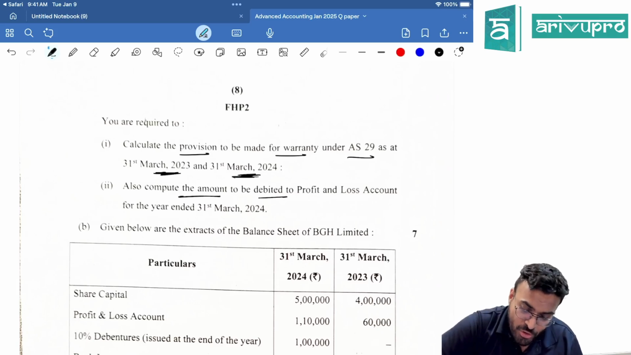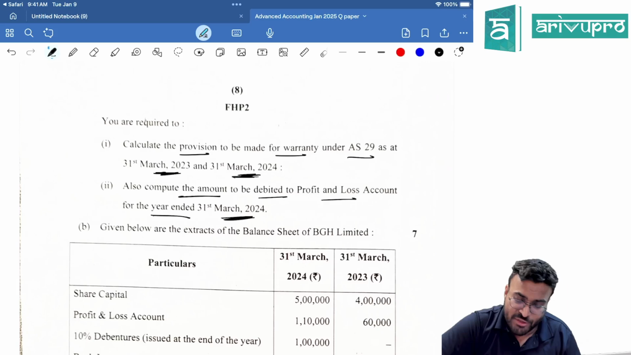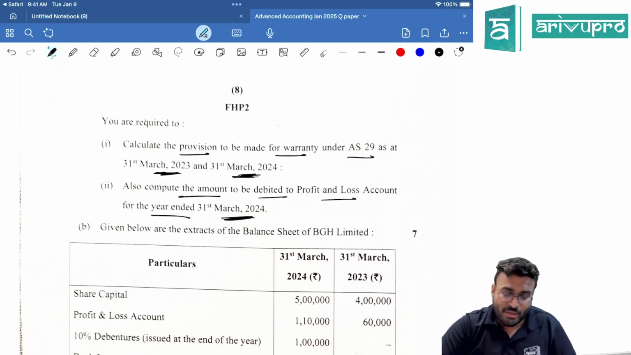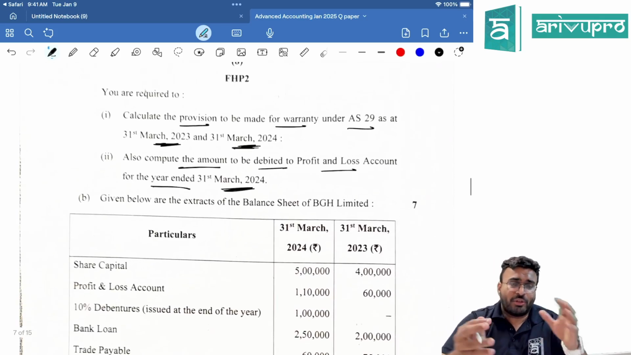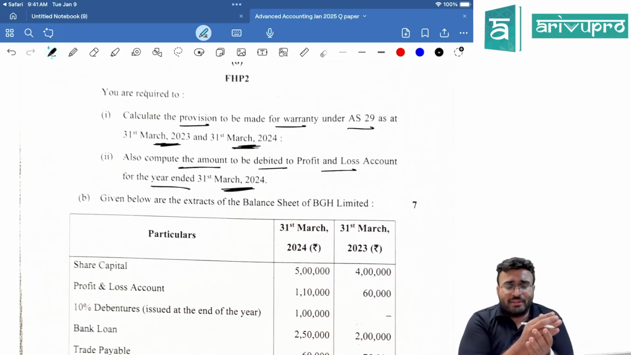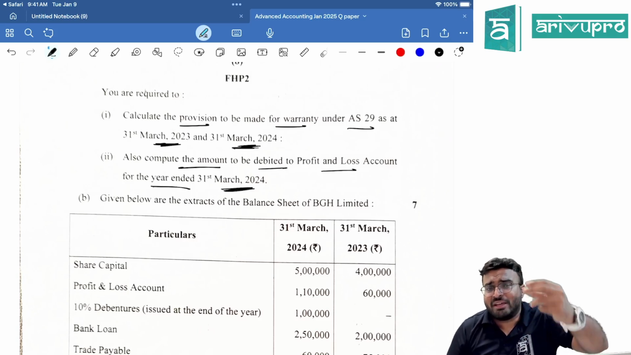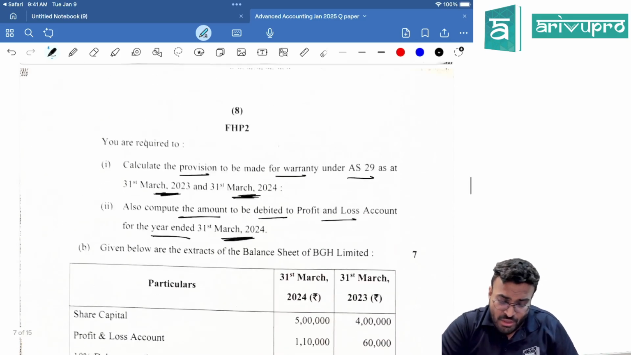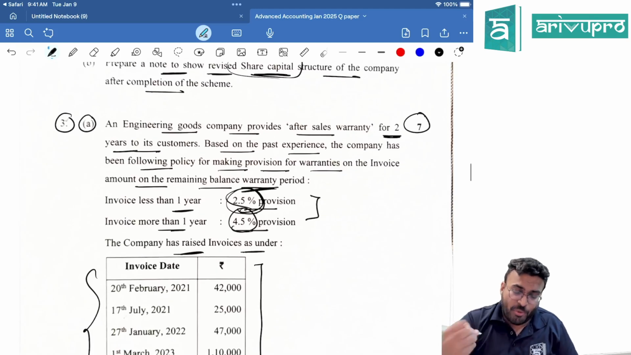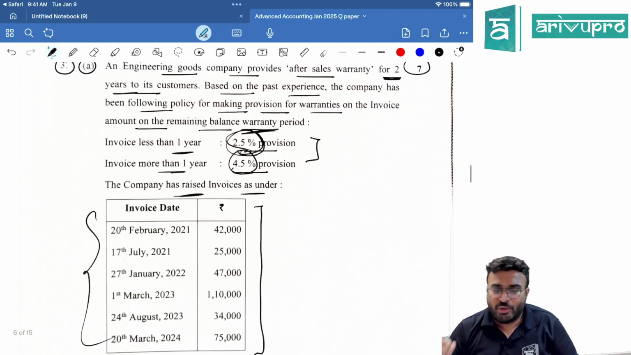Also compute the amount to be debited to P&L for the year ended 31st March 2024. Easy question they have asked. Okay, 7 marks from AS 29. First you have to calculate on 31st March 2023, how many invoices have completed less than 1 year, more than 1 year. Accordingly, the provisioning rates are given over here. The provisioning rates are there, 2.5%, 4.5%. Accordingly, you have to calculate.